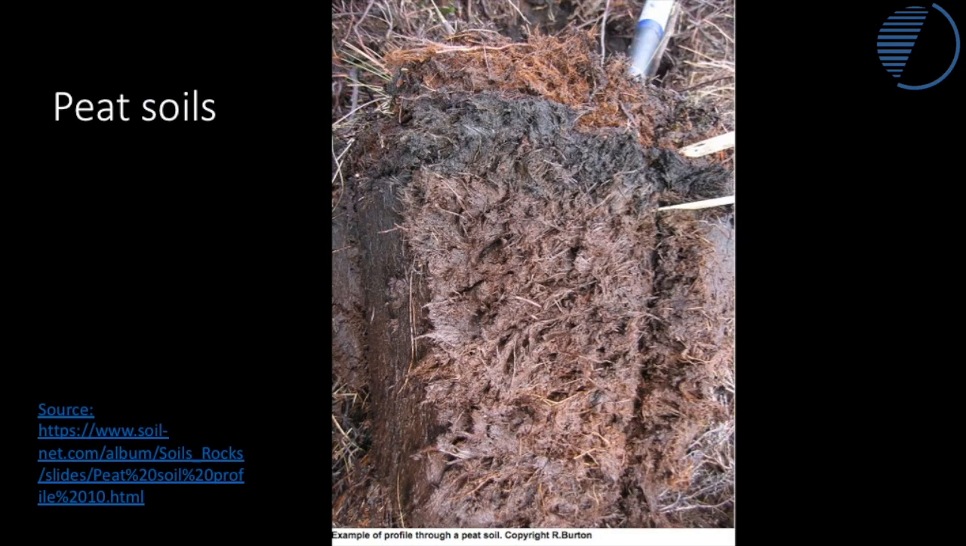Peat is a kind of soil, but it's got very high carbon content. You can see here that there are rootlets and parts of plants which are only partly decayed. A peat soil has more than 60% carbon, and the carbon is what gives it its very dark colour. You can also see horizons here in the peat soil, and you can see it's a dense mat of only partly decomposed vegetation.